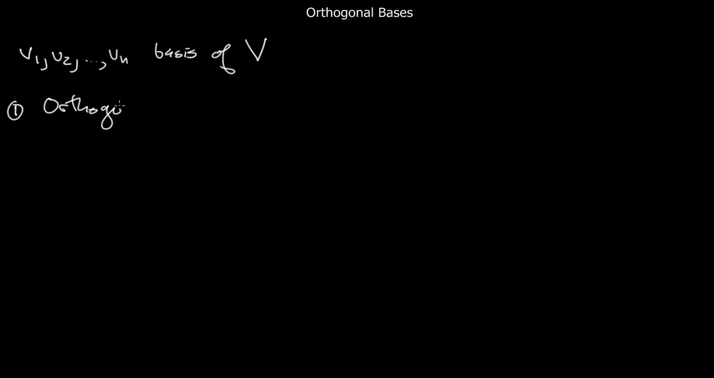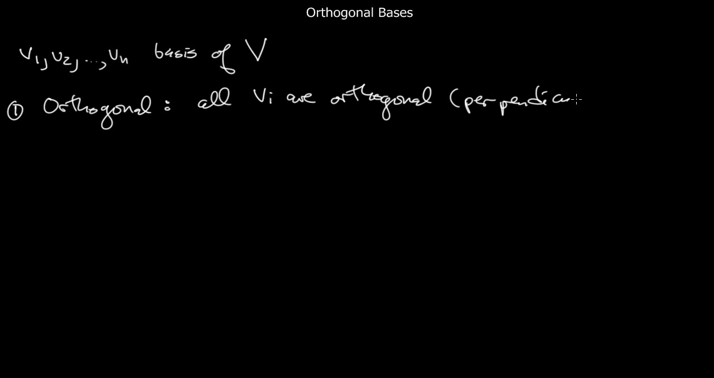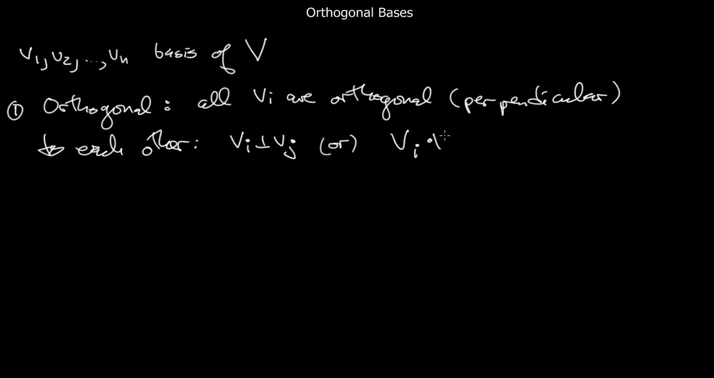There's a special property that basis might satisfy called being orthogonal. And it's exactly what you think. It's that the vi's are all orthogonal to each other. Or another way to say that is they're perpendicular to each other. All of the vi's make right angles with the other ones. You say vi is perpendicular to vj, or if you want to write it in terms of the dot product, you just say vi dot vj is equal to 0, as long as, of course, i is not equal to j.